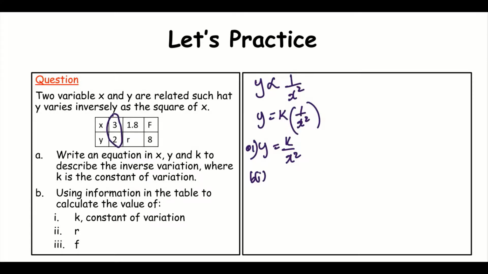So when x is 3, y is 2. So anywhere in the equation y is equal to k over x squared, anywhere I see y, I'm going to substitute 2. And anywhere I see x, I'm going to substitute 3. Alright, so 2 is equal to k over 9. Hence, k is equal to 18 because we multiply both sides by 9. So k is equal to 18.